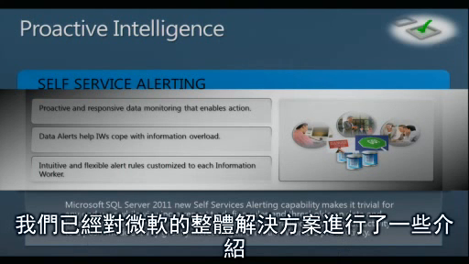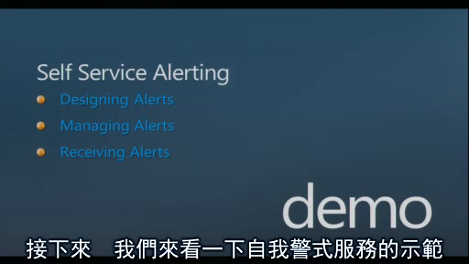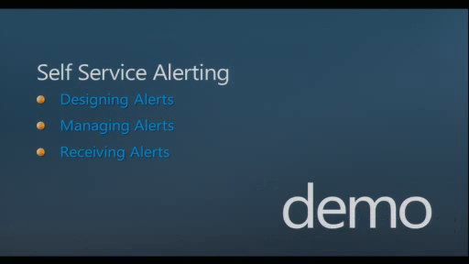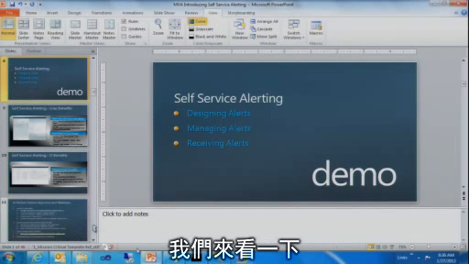So now, we've talked a little bit about the overall Microsoft position. We talked about the product that we have in market and the background for the product. Now let's go ahead and take a look at a demonstration of self-service alerting. What I wanted to do in this part is show you how alerts are designed, how alerts are managed, and then how alerts are received. And so we'll come back to this in a second. Okay, so let's go take a look.